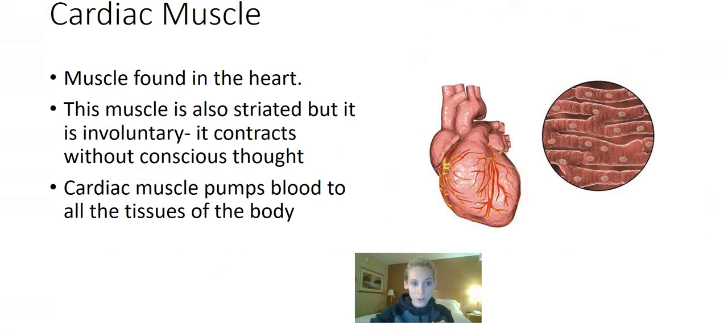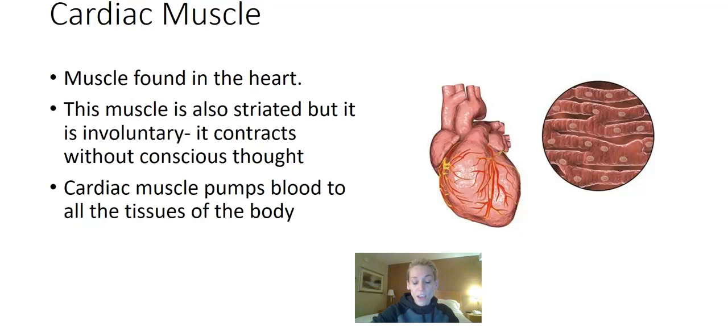Cardiac muscle, for example, found in the heart, right? Great. It does a really important job pumping blood throughout your entire body, making sure you don't die. It's also striated just like skeletal muscle, except it is involuntary. That's important. Involuntary means that you don't have to consciously think about it in order for it to contract.